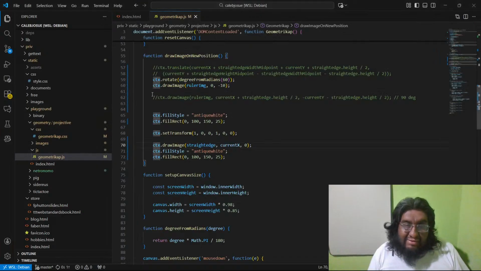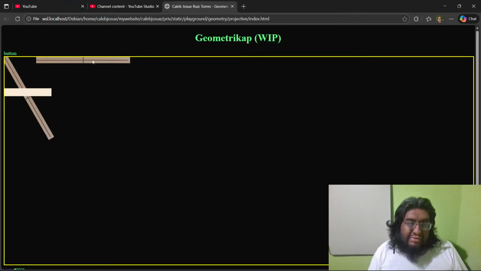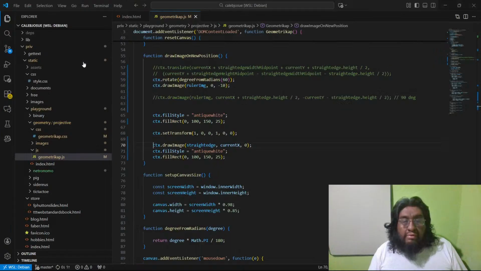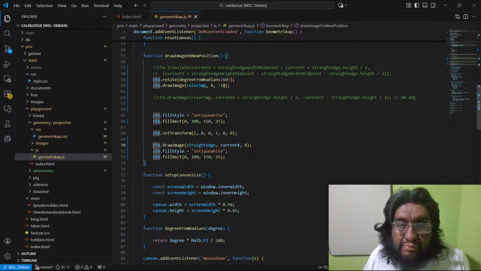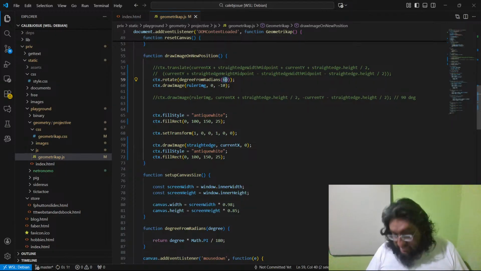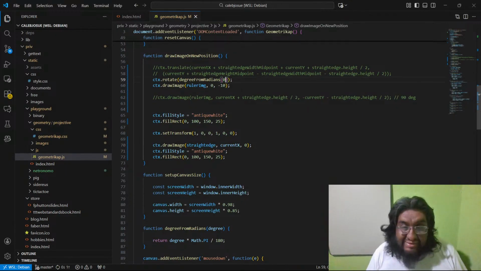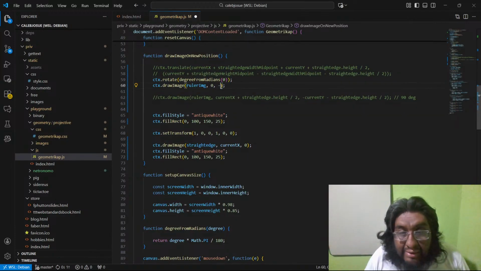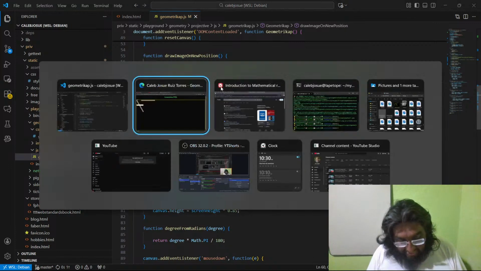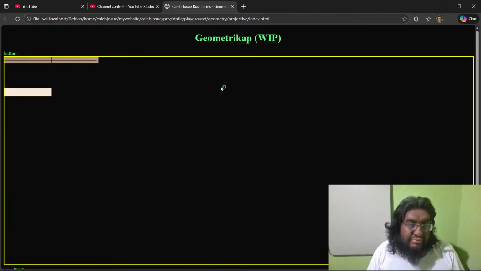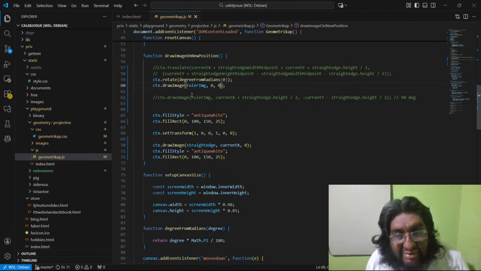of rotating at the center. So we're going to use 0. Let's start with 90 degrees.